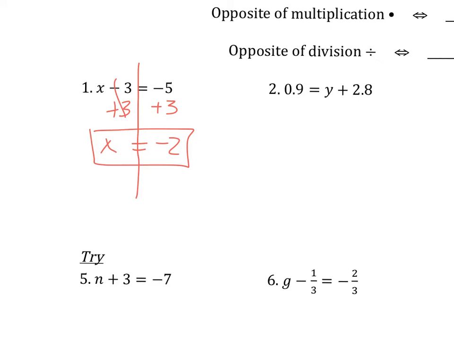Number 2, I see y plus 2.8. That's addition, so my opposite operation would be minus 2.8, minus 2.8. Okay, so that's gone. Don't get tripped up over here. This is my number 2. The number is just 0.9. So 0.9 minus 2.8, what would that be? That would be negative 1.9. So negative 1.9 equals y, and y is by itself, so that is my final answer.